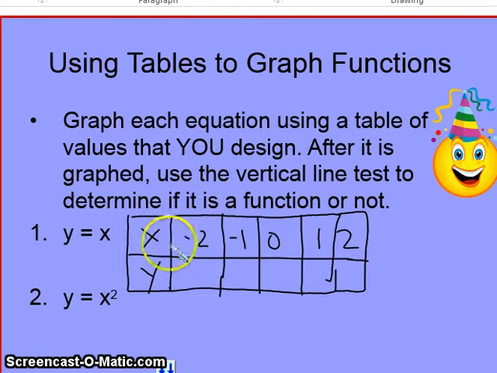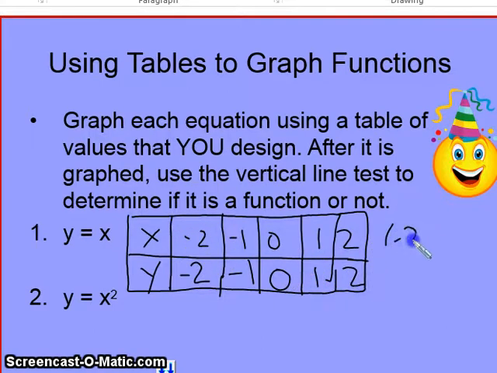Now I need to plug these numbers into this equation for x and get a y value so that I have an ordered pair. So if I plug -2 in for x here, I have y equals -2. So that means y is -2. If I plug -1 in for x here, I have y equals -1. If I plug 0 in for x here, I have y equals 0. And then y equals 1. And then also y equals 2. So see, I have a bunch of ordered pairs.